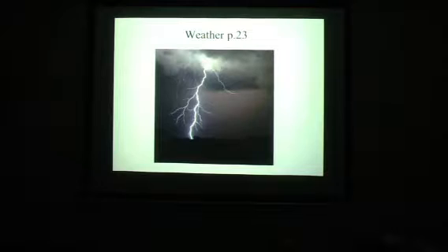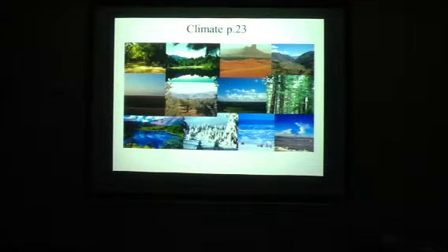Weather, on page 23 in your book, is the current status of the atmosphere. Is it raining? Is it sunny? Is it windy? What's the humidity? What's the dew point? Your current status of the atmosphere is weather. Over a long period of time, weather is climate. Is it a tropical rainforest? Does it rain a whole lot there? Is it a desert? Is it tundra? And all of these things, I know there's a lot of them in your book on page 23 and 24 and on to 25 and 26.